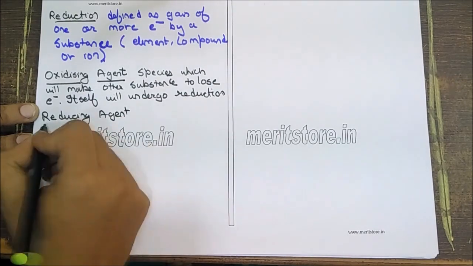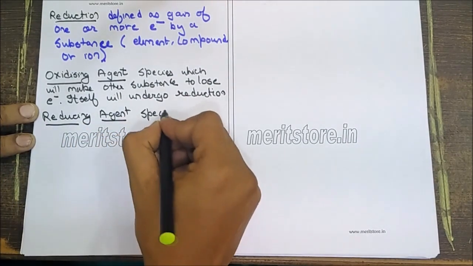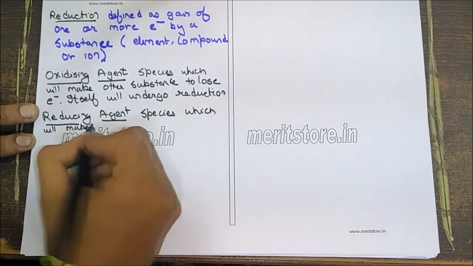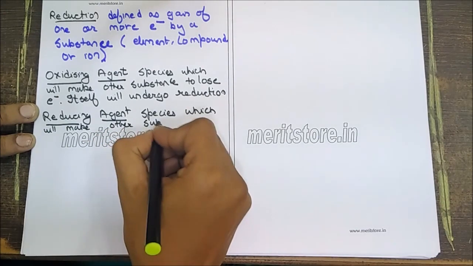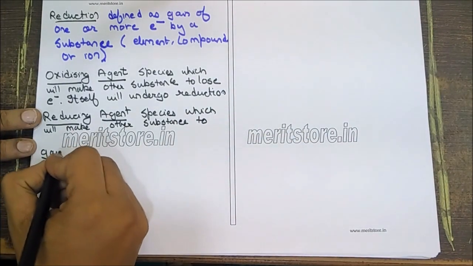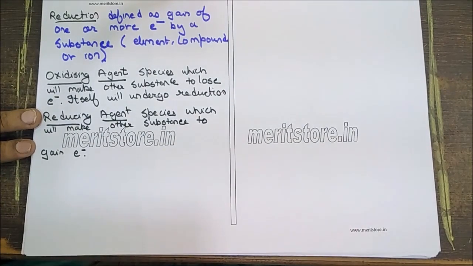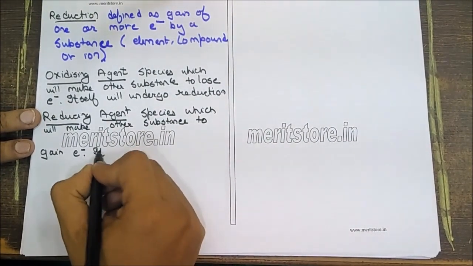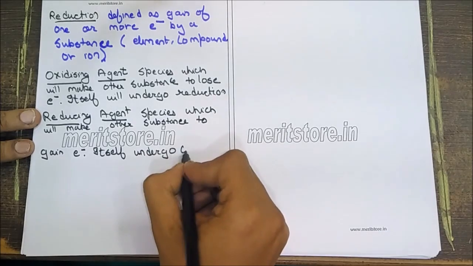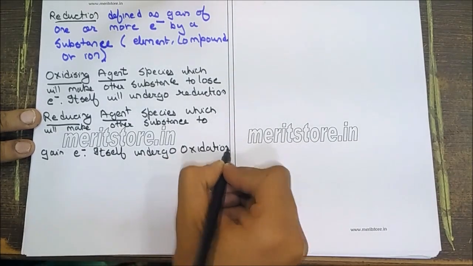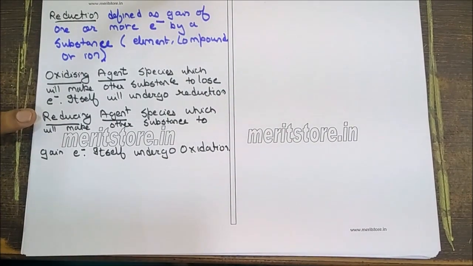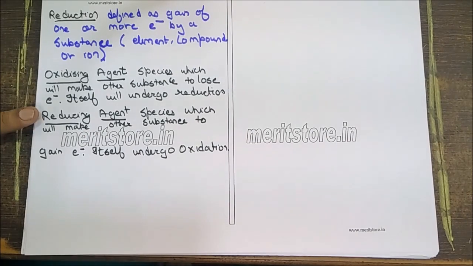Okay, similarly, a reducing agent will be defined as that species which will make other substance to gain electrons. So what is it doing? It is causing a reduction of other substances, which means it will itself undergo oxidation. Now, very important that oxidizing agent oxidizes other substances and undergoes reduction. Reducing agent itself undergoes oxidation and it reduces other substances.